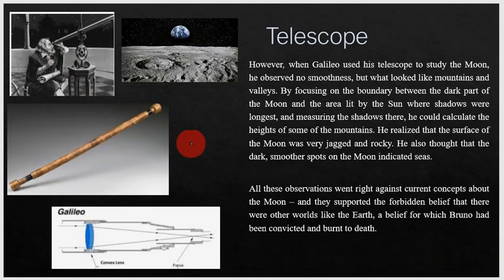So all these observations went right against current concepts about the moon, and they supported the forbidden belief that there were other worlds like Earth, a belief for which Bruno, another guy that was alive during this time, had been convicted and burnt to death. So this is how serious it was for people to speak against the church and against what was written in the Bible. You could be labeled as a heretic and be burnt to death.